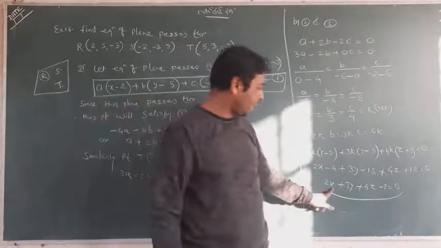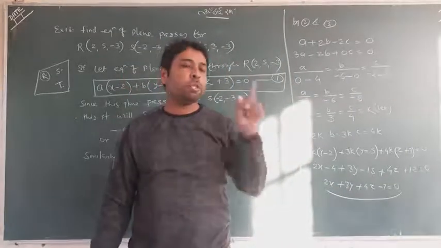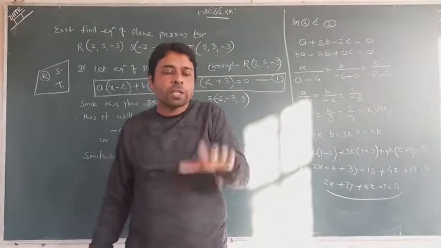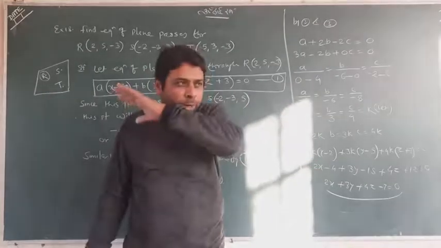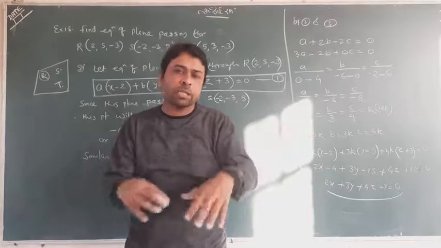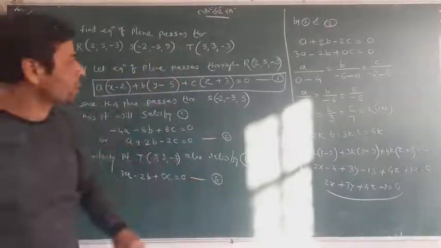Can you read? ax plus by plus cz plus d. This is the general form. Let me say one thing: you will always give the general form of the plane. Even if the plane is in any form, the last answer will be in general form. Please keep remembering that also. Okay, so this is your Cartesian equation.